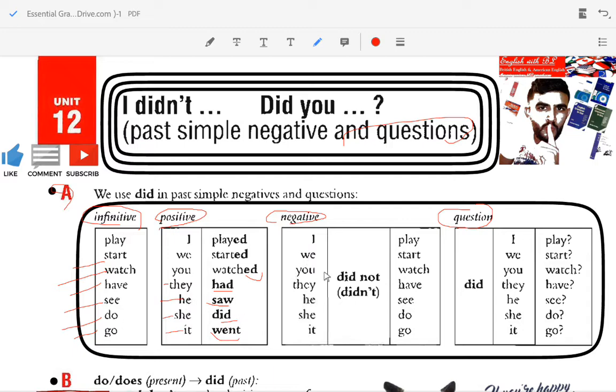Negative form: I didn't play, we did not start, we did not watch, they didn't watch, he didn't have, she didn't see, it didn't do, he didn't go.